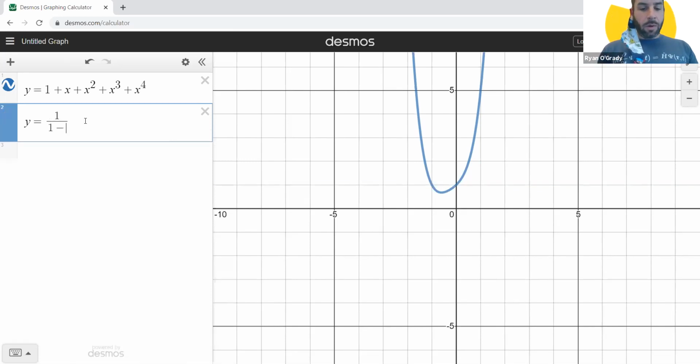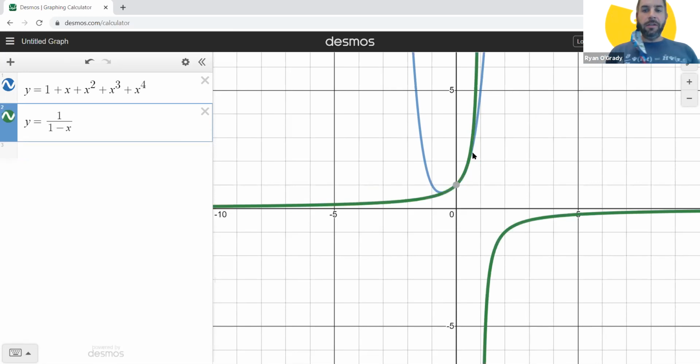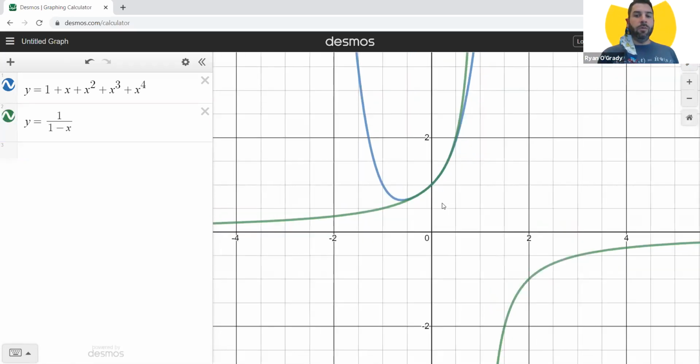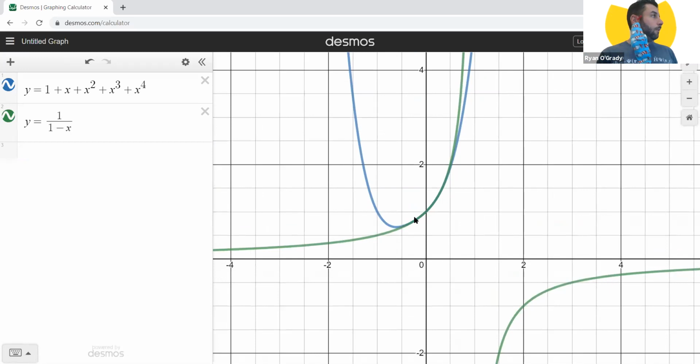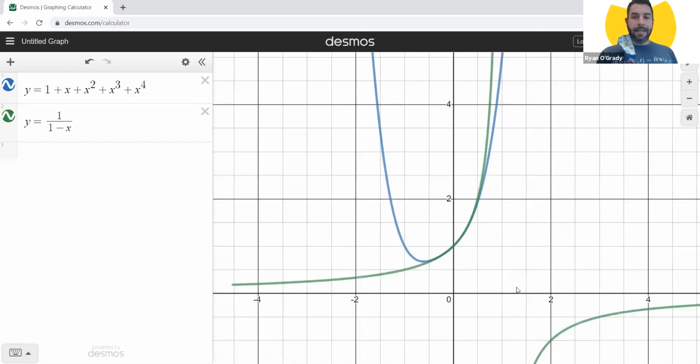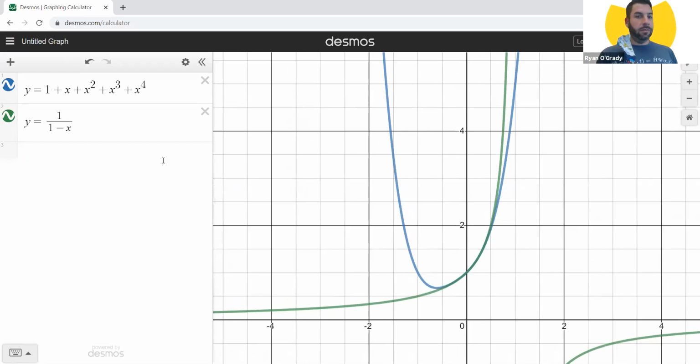Now, what was the sum of this series? 1 divided by 1 minus the ratio. Now look at this. Don't look anywhere but between -1 and 1. Guess what? They're on top of each other. They're dancing right here. We don't care about down there. That's not between -1 and 1.